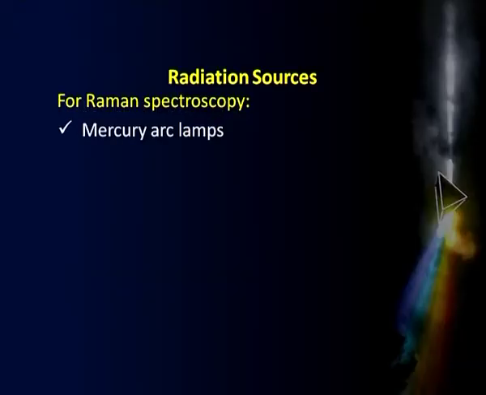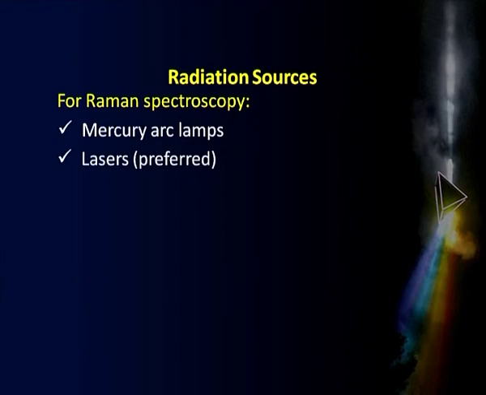Now, for Raman spectroscopy, conventionally mercury arc lamps were used as a source of radiation, but nowadays most instruments employ lasers because they are the preferred sources. Laser sources are very intense. You remember that the Raman spectrum is typically very weak, the signals are very weak. So, to get reasonably good measurable signals, we use an intense source, and lasers provide that. So, lasers are preferred as a source of radiation for Raman spectroscopy.